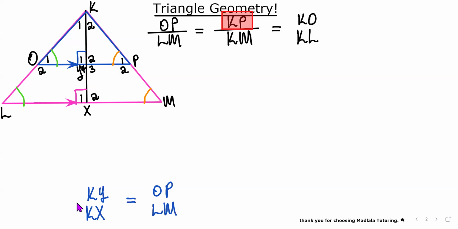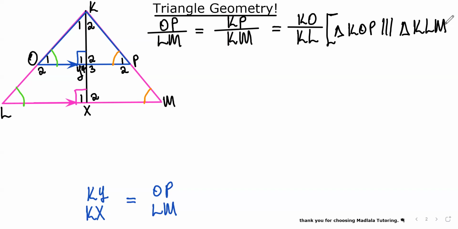Right. Even though we don't need all three of them, I'm just going to write all three of them. But of course, you don't write all three in the exam, although you won't be penalized if you write all three of them, but it doesn't make sense for you to do that. The reason why these sides are in the same proportion, of course, is because triangle KOP is similar to triangle KLM, right?